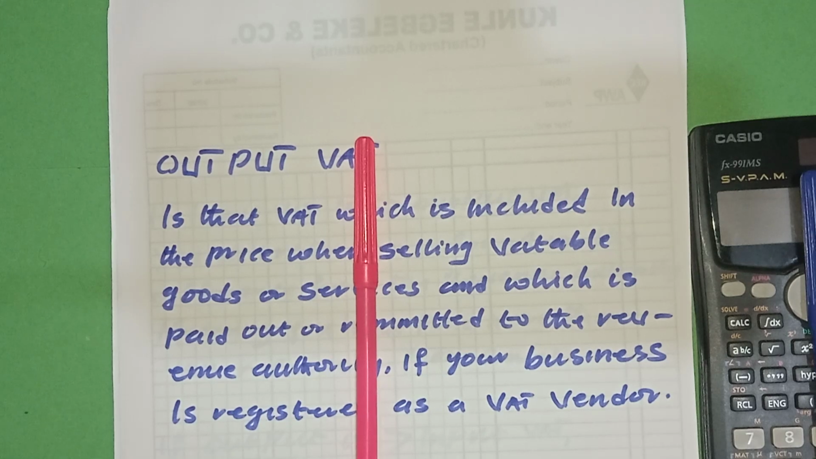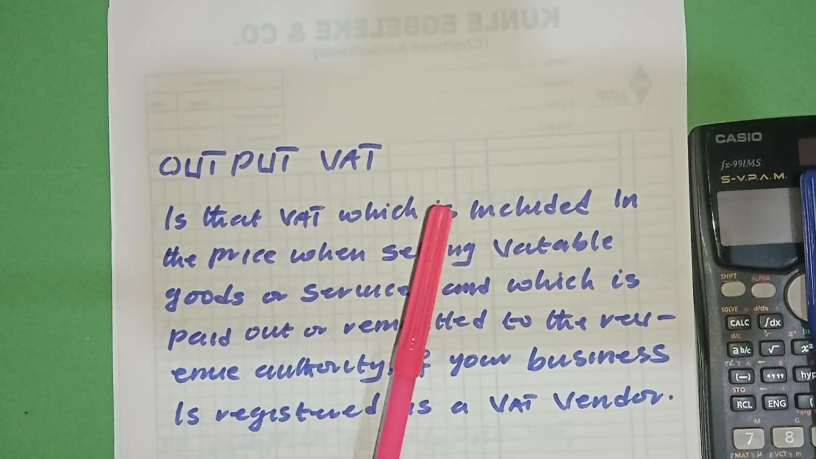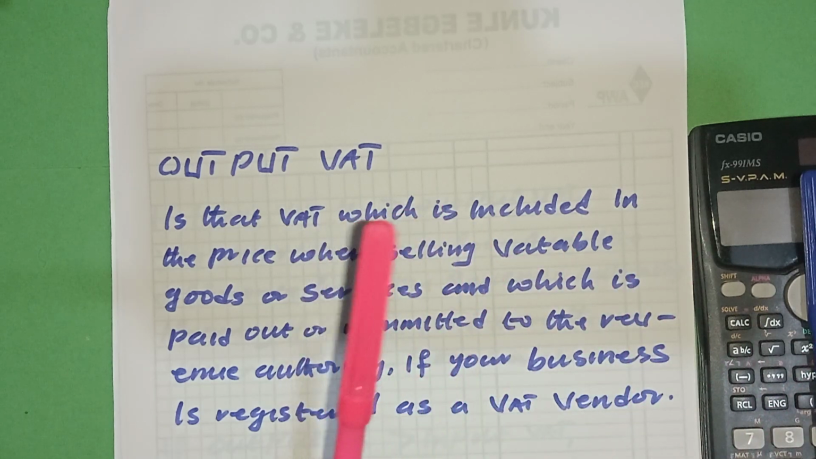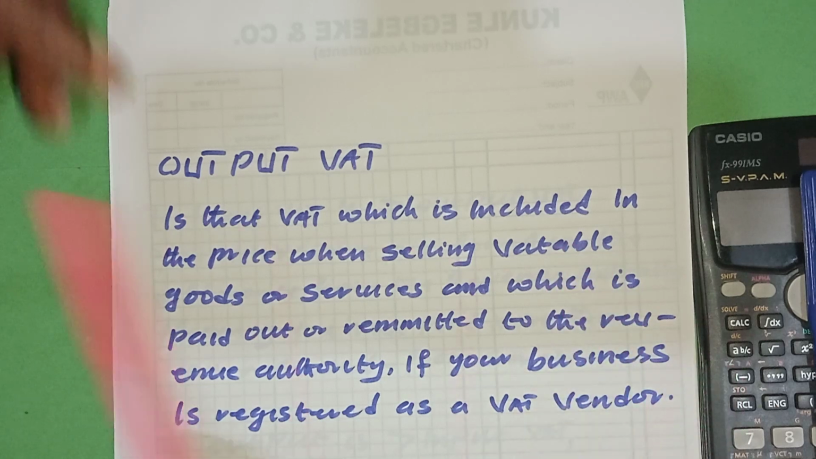You understand the difference? So VAT output deals with what? When you are selling your product in which you've added the VAT element inside. But VAT input is when you are buying with the VAT element inside. And tax output is when you are selling with the VAT element inside.